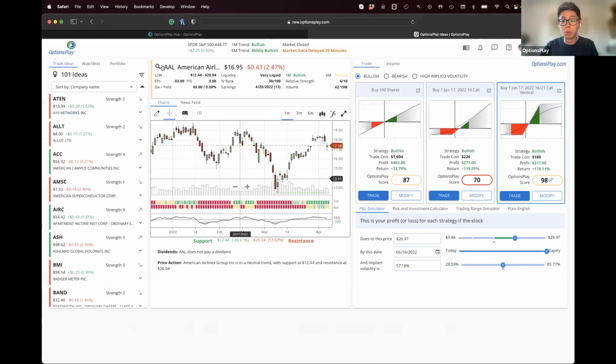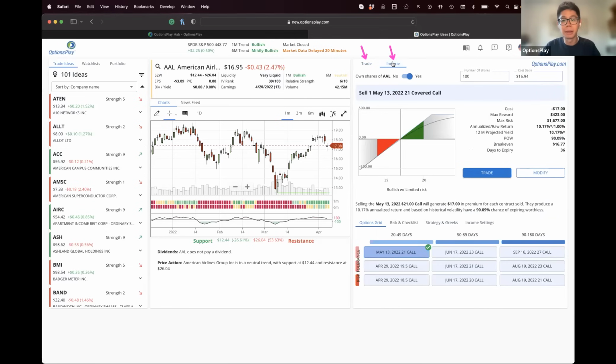For any symbol that you are looking at, whether it's something in your watch list, a symbol from our trade ideas, or a symbol that you've typed in, you have a trading tab, and then you have an income tab here on the right hand side of your screen. Today we're going to look at the income tab, and this provides the starting points for selling covered calls and cash secured puts.